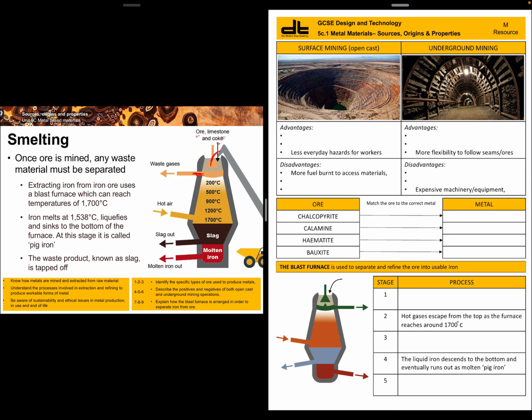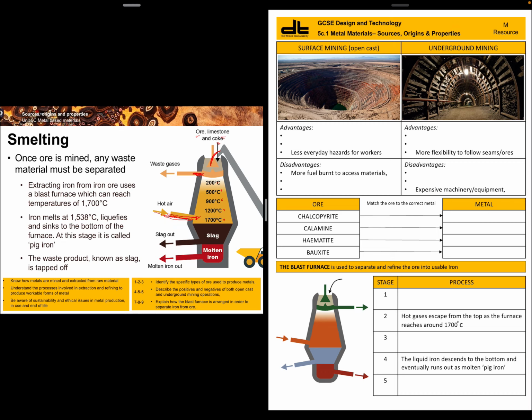In terms of temperatures, the top is around 200. You then drop down to 500, 900, 1200, 1700. They are pumping hot air, hot oxygen in here, and as long as they're pumping that hot oxygen in, it'll burn at a much higher temperature than it normally would. That hot air is combusting instantly the moment it goes in, and the high temperatures are then reducing the ore, and it starts to allow the metal to leach out.